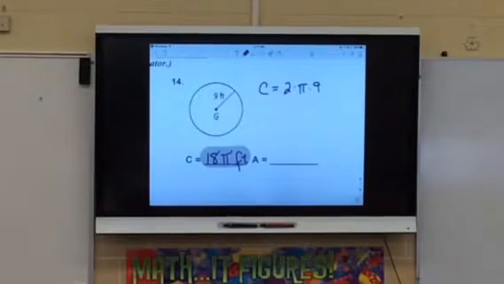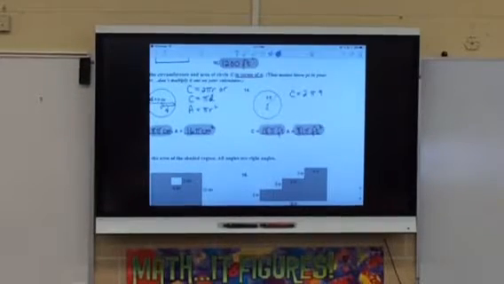81 pi feet squared. You're squaring 9 and then multiplying by pi. Would you like us to just do the calculation times pi?